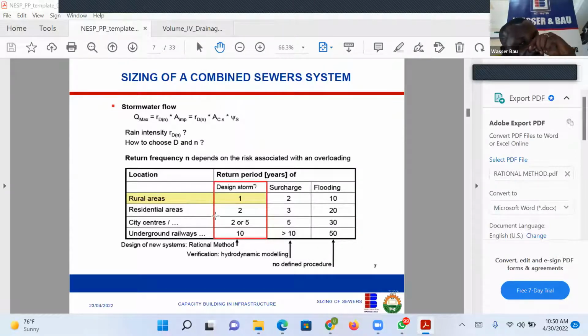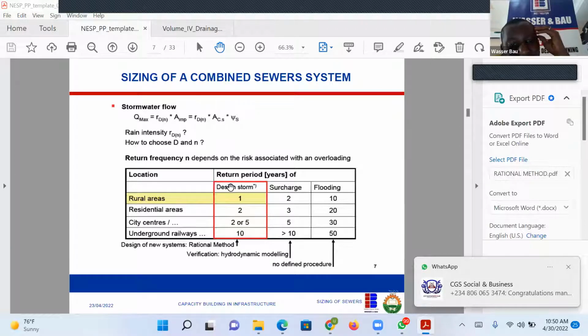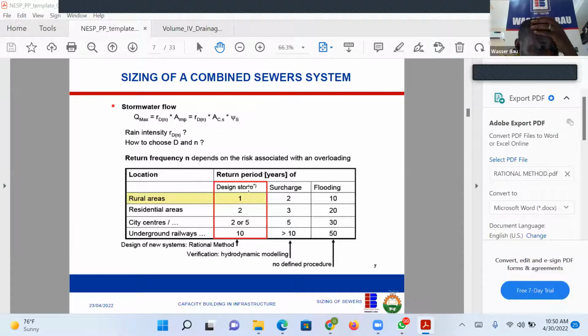For residential areas, you choose a design period of 2 years for ordinary storm. When we say design storm, that's what we call a normal drain. You just want to design for a normal drain. At any time, any day, the drain will just convey water out. Surcharge is when the drain is now overflowing. You know what we mean by surcharge? That's extra flow. So you want to design against that, and you just increase your return period a little bit. But if you are designing against flooding, you go for 20 years.